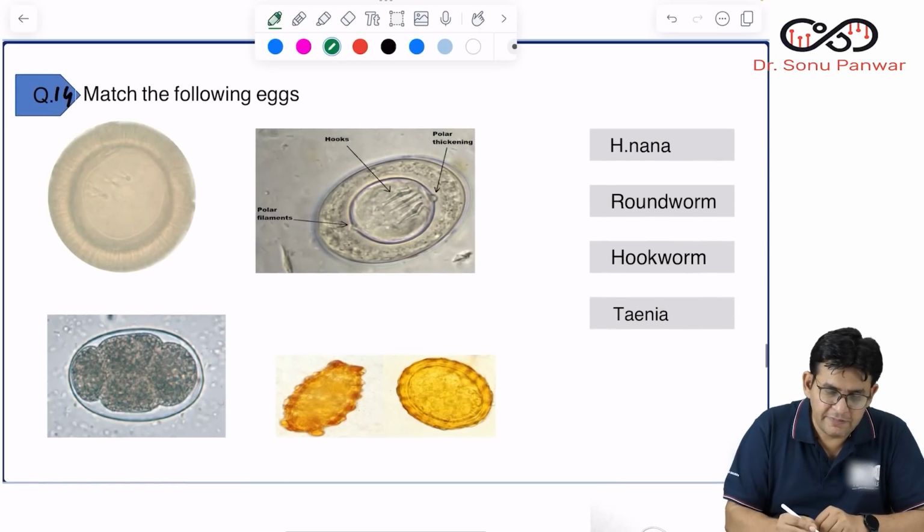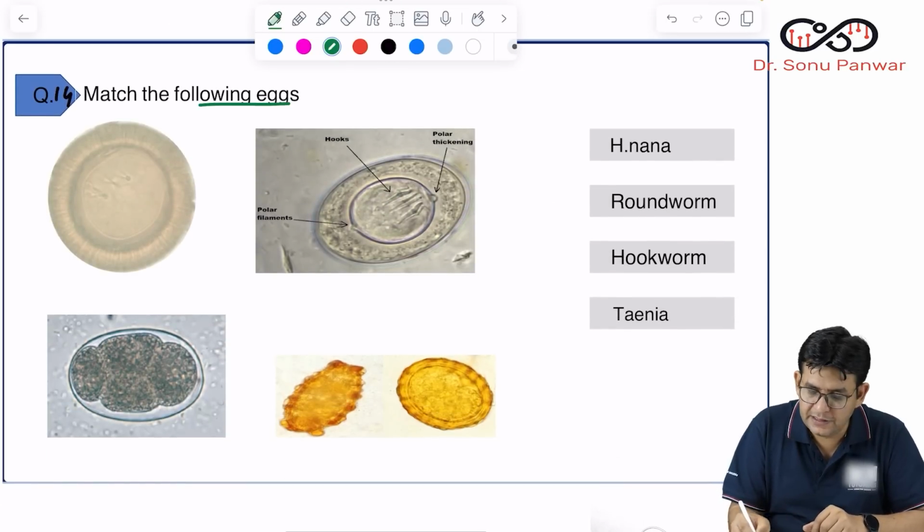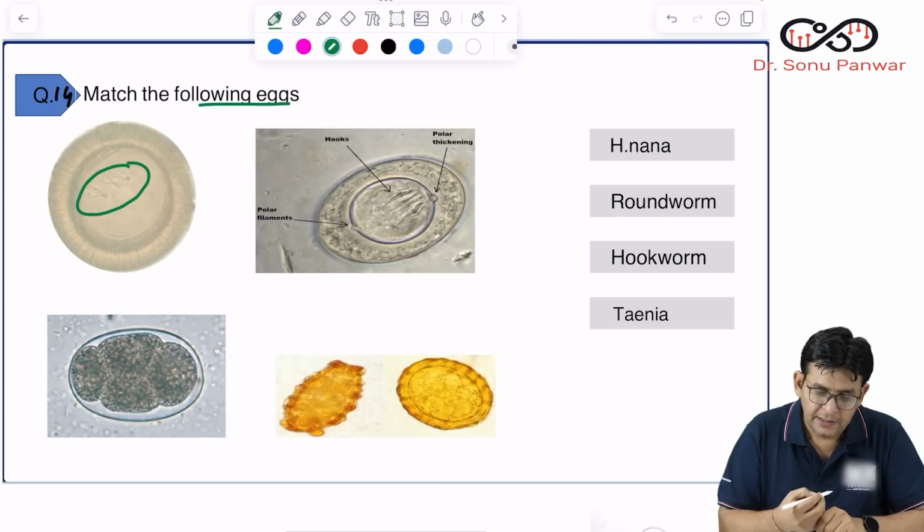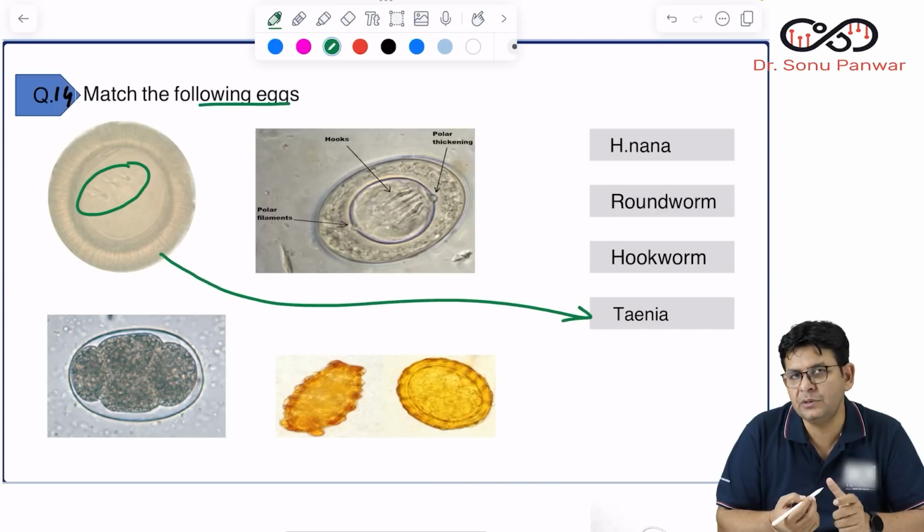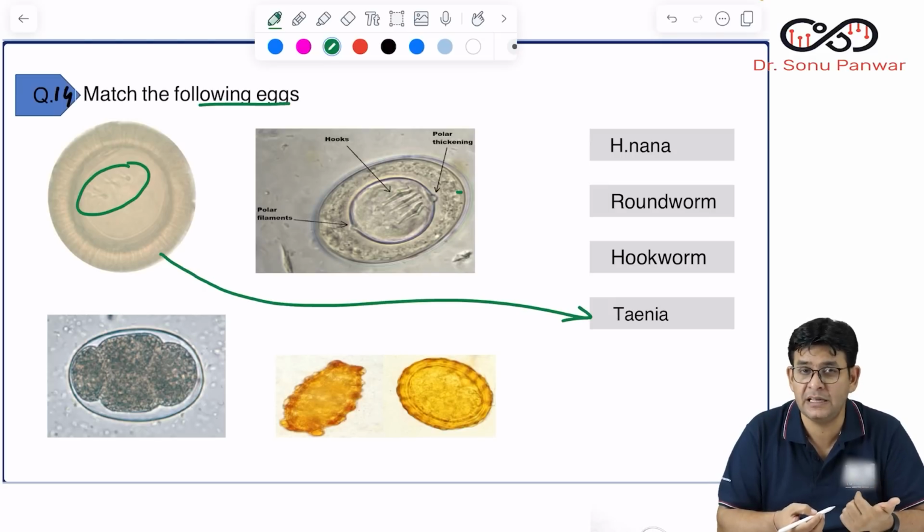Now, match the following eggs. This particular one is having these hooklets and this is observed in Taenia. So this is a Taenia egg, and Taenia solium and Taenia saginata both look the same. Which is longer? Taenia saginata is longer, which is unarmed. Taenia solium has the larval form, which is cellulosae.